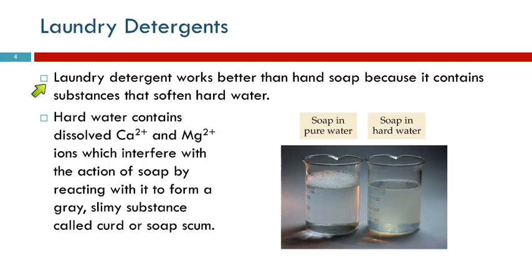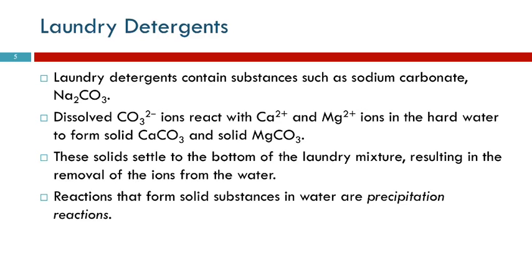Laundry detergent works better than soap in hard water because it has additives in it that soften the water. They help to get rid of the calcium and the magnesium ions. And they do that through a precipitation reaction. So sodium carbonate can be used to soften water.